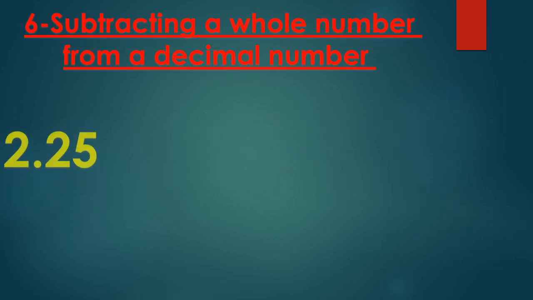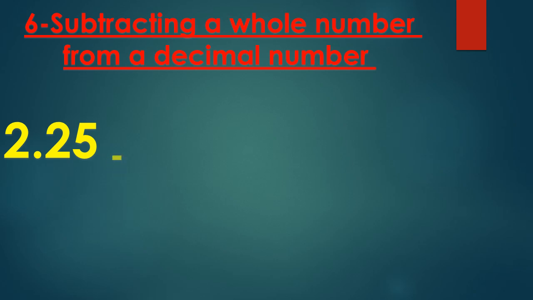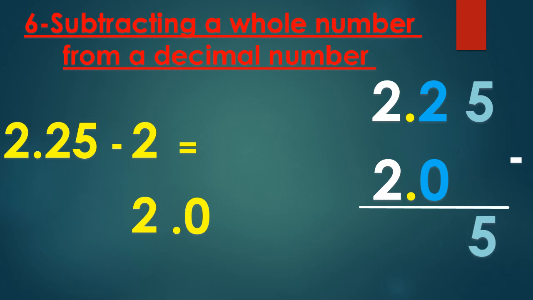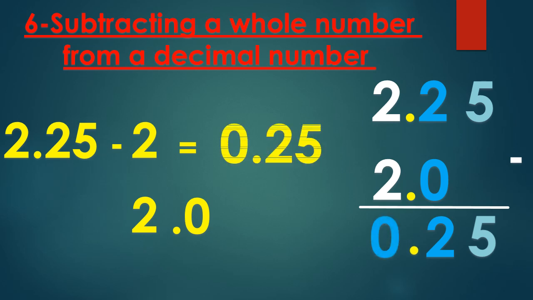Sixth, we have subtracting a whole number from a decimal number, like 2.25, which is a decimal number, minus 2, which is a whole number. To convert the 2 into decimal, we add to it 0.0. Now, we have 2.25 minus 2.0. We arrange them, the point under the point, and then we start from the right. 5, nothing under it, comes down as 5. 2 minus 0 is 2. The point comes down. 2 minus 2 is 0. The answer is 0.25.